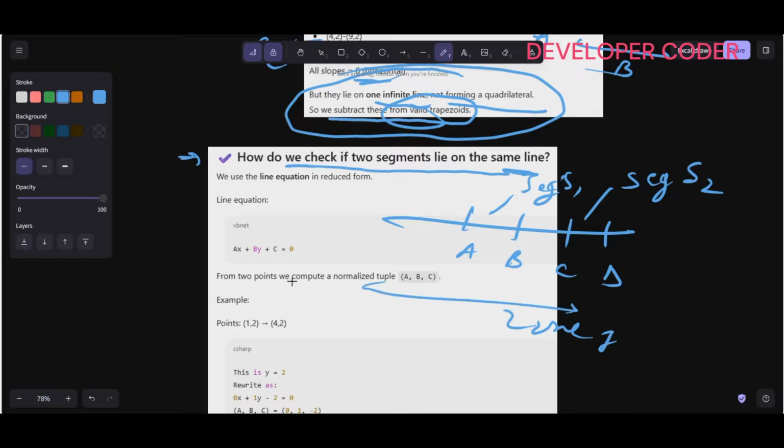Okay, so there is actually one equation, ax plus by plus c is equal to 0. We use the line equation in the reduced form. So this is nothing but a line equation in a reduced form. I said a lot of mathematics. Okay, so from 2 points we compute a normalized tuple ABC, right? Okay, so how we are going to do this, let's see.